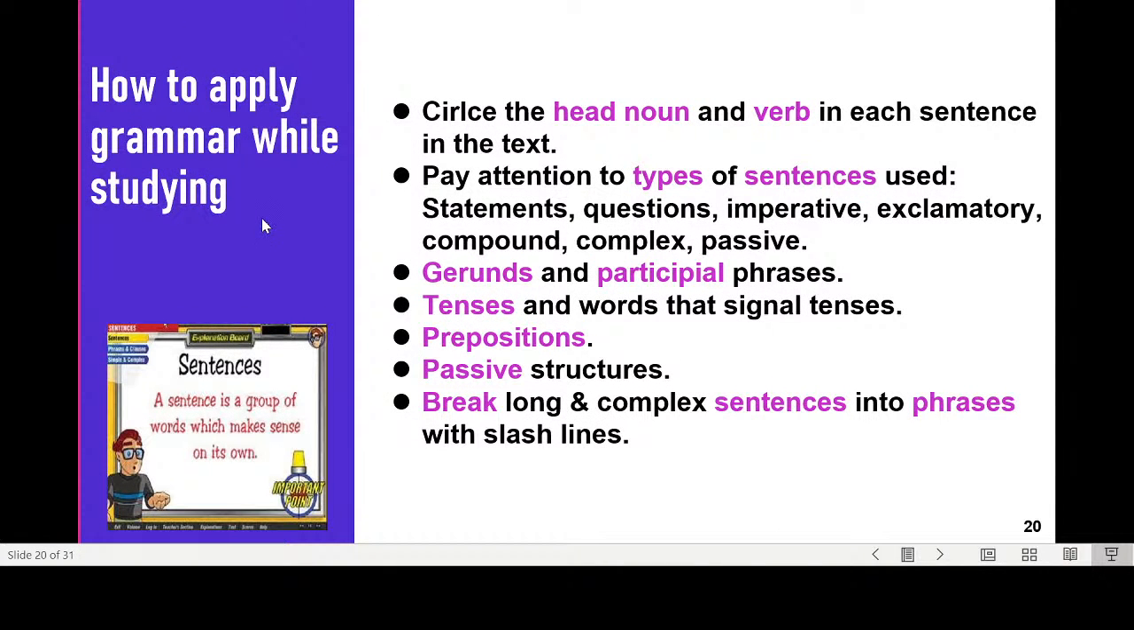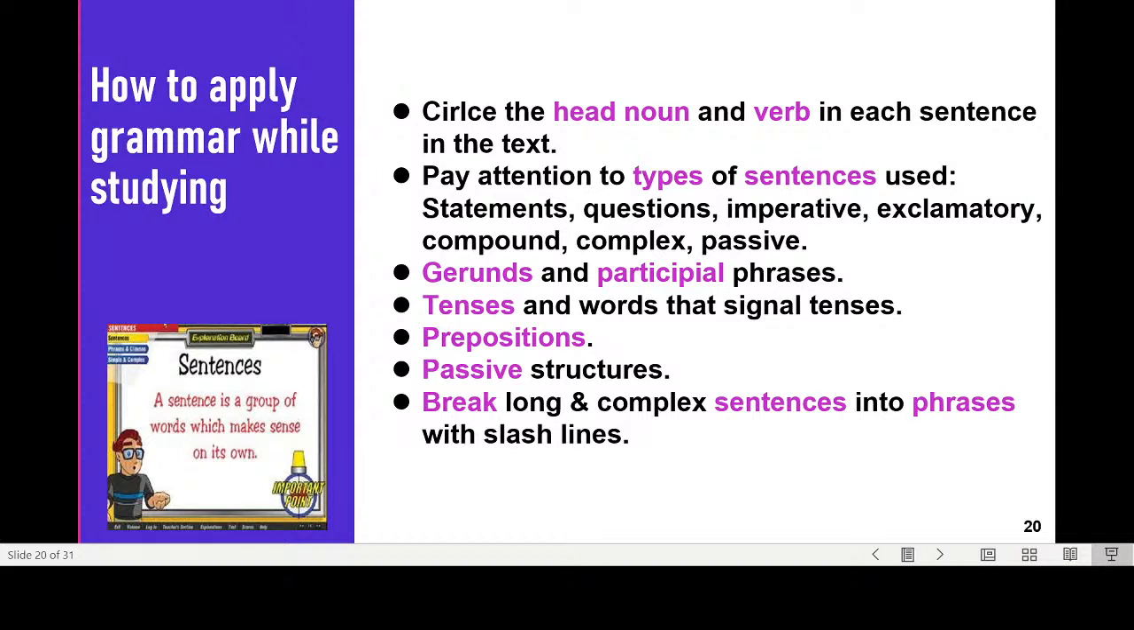Now, while reading, it's important to pay attention to the grammatical structures in the text. The first one, the head noun and the verb. Now, what is a head noun? A head noun is the subject in a sentence, and it's only one word.